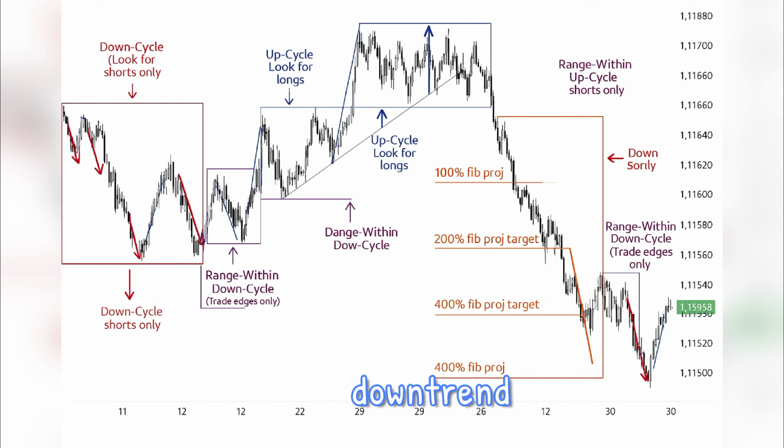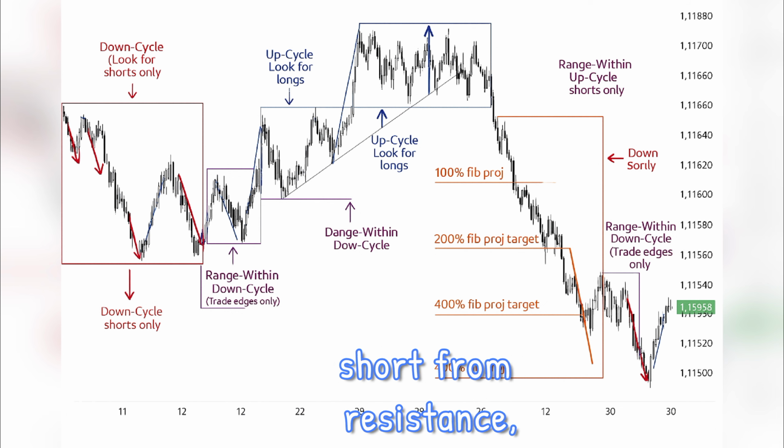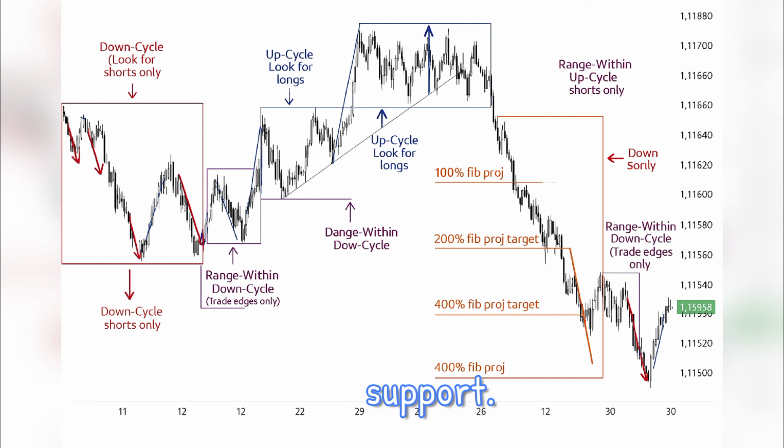As the new downtrend progresses, we again see a range zone appear within the cycle, labelled range within down cycle, trade edges only. This is yet another pause in the trend, and once again, it's not the time to overtrade. Stick to the edges, short from resistance, and take profits at support.